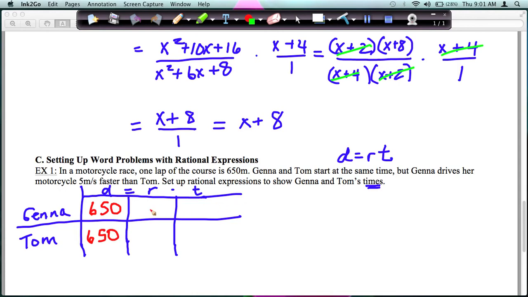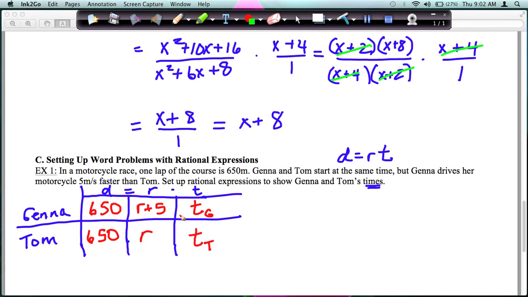Now as for their rate, I do not know their exact rate, but I know Jenna's was 5 meters per second faster. So that means if Tom was r, and I'll just use r since that's a variable we have here, then Jenna's was 5 meters per second faster, means you're adding 5 to Tom's rate. And then for time, I'm going to just say Jenna's time, so t with a lowercase subscript j, and then Tom's time, which would be t with a subscript capital T.